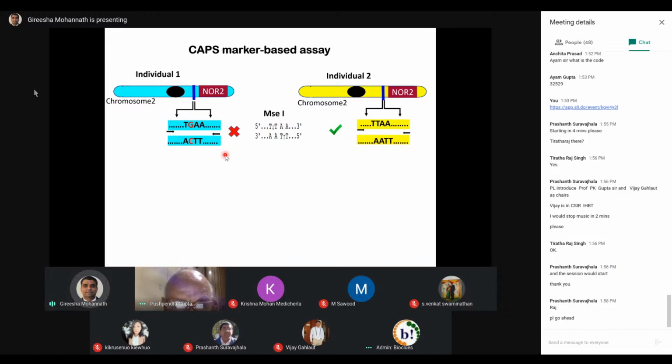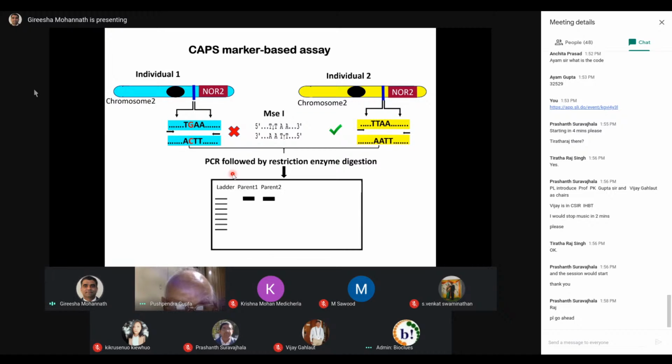You can amplify this region using a primer and get amplicons in both individuals. The polymorphism comes when you digest with that MSC1. So in one it gets digested, in the other it doesn't. So this is a classical CAPS marker assay. These markers can be used for multiple purposes. Mainly it can be used for mapping.